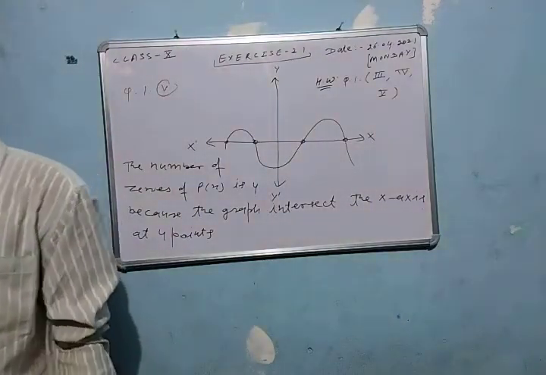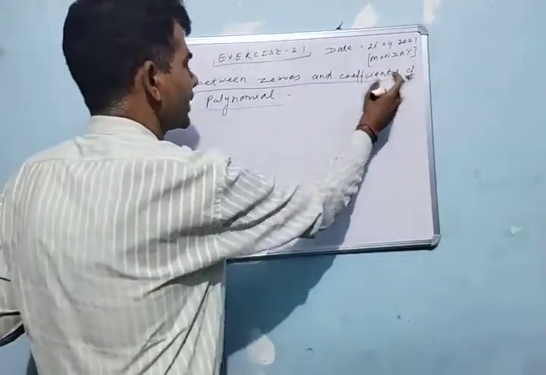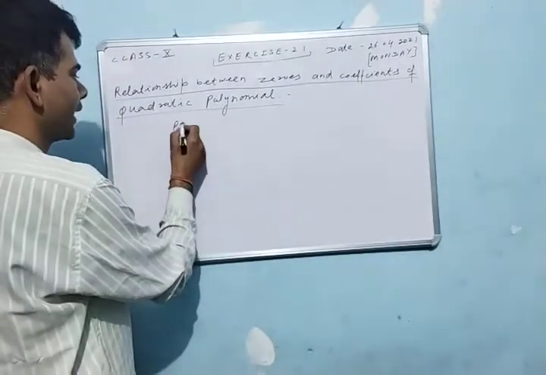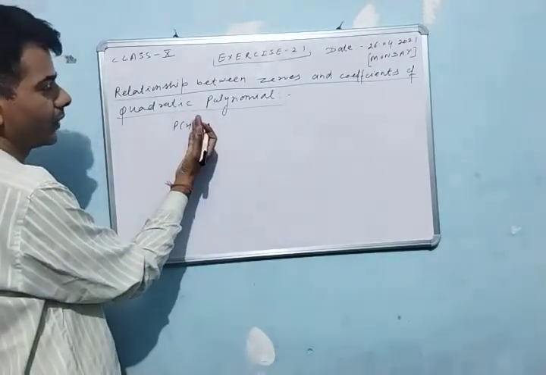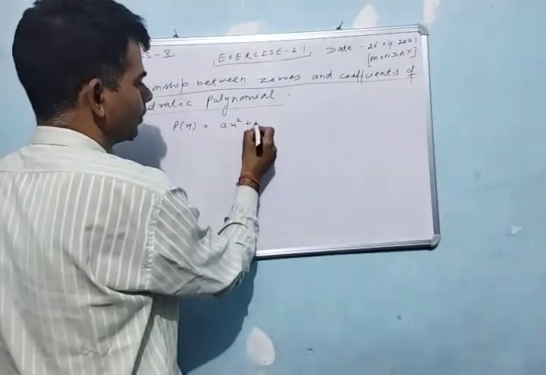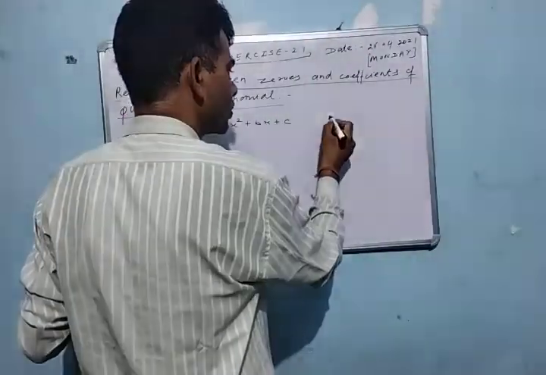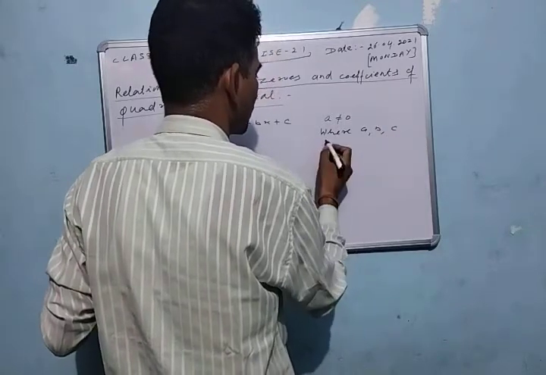Now students, our next topic is the relationship between zeros and coefficients of quadratic polynomials. We will take a polynomial p of x. Students, p is a function that represents any polynomial whose variable is x. The standard form of a quadratic polynomial is ax square plus bx plus c, where a is not equal to 0 and a, b, c are real numbers.